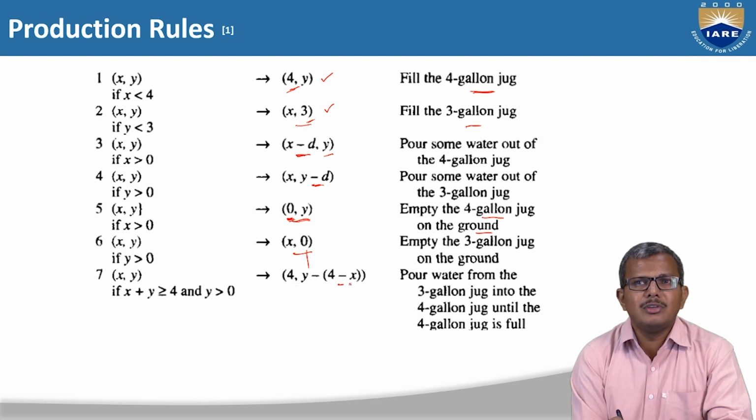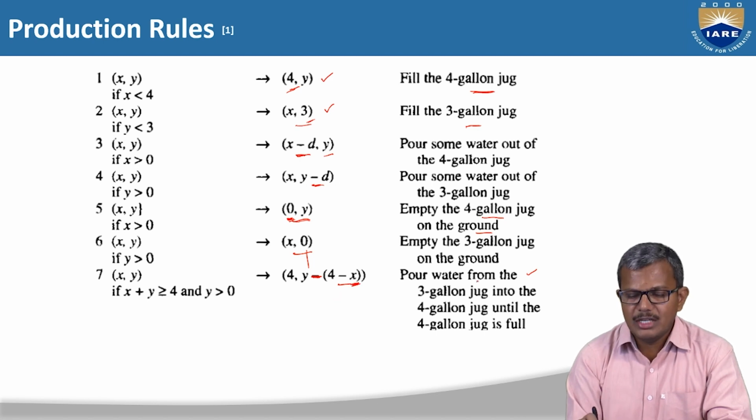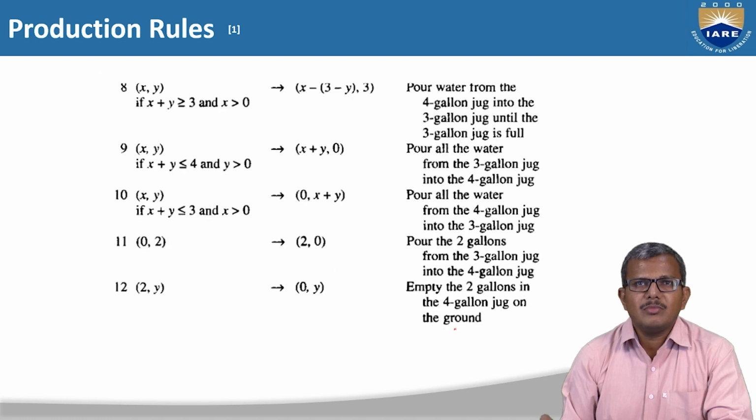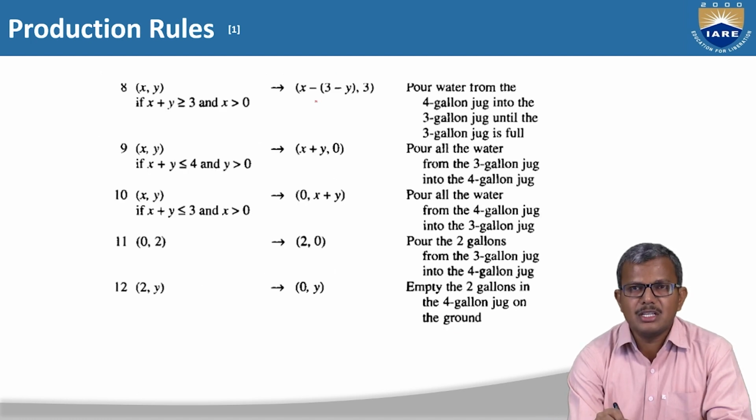So what does it mean: 4 comma y minus of 4 minus x? It is nothing but pouring water from the 3 gallon jug into the 4 gallon jug. Here you see it is minus. Minus means removing some water from the 3 gallon jug. But where you are pouring it, it is not on the ground, but into the 4 gallon jug. That's why we say that this representation means we are pouring water from the 3 gallon jug into the 4 gallon jug until the 4 gallon jug is full. And next, the same kind of representation, here you see.